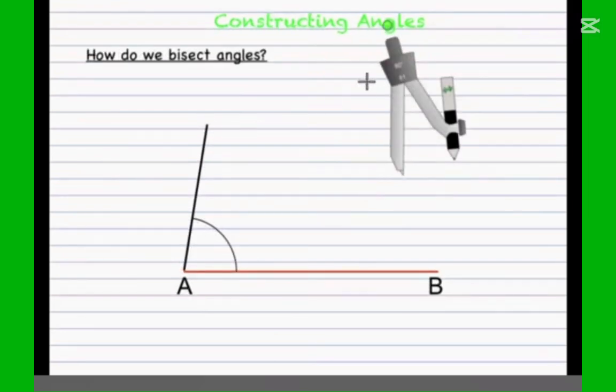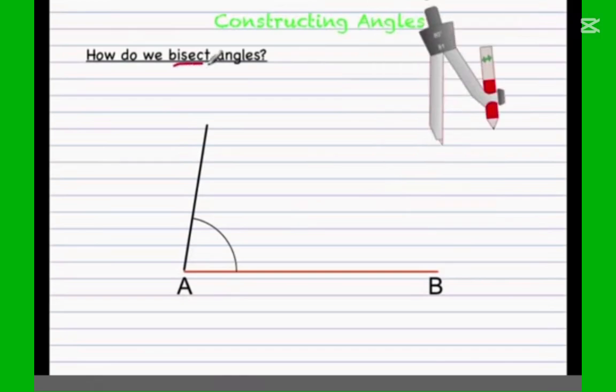Before we get to the other constructions, let me first explain what it means to bisect an angle. Now this word bisect just means to cut something in half, all right? So if I'm bisecting an 80 degree angle, I'll be creating two 40 degree portions. Let me now demonstrate how we go about bisecting any angle. So I'll use this same angle here as an example.